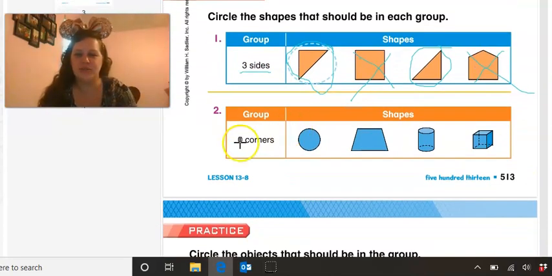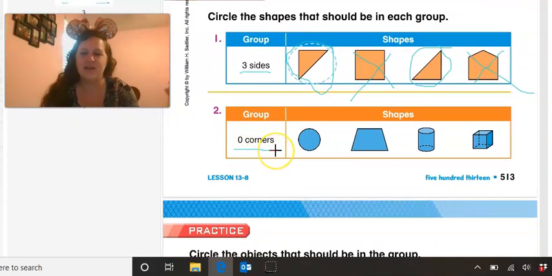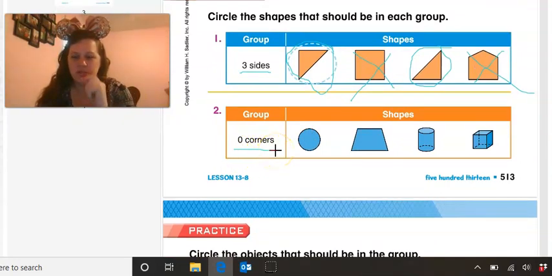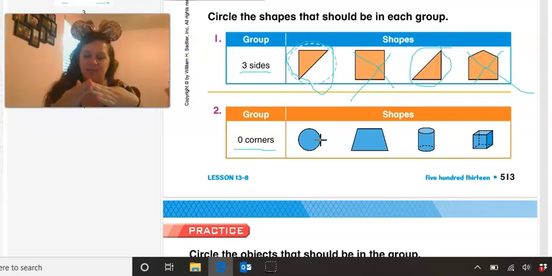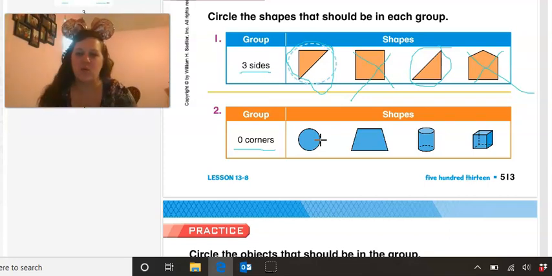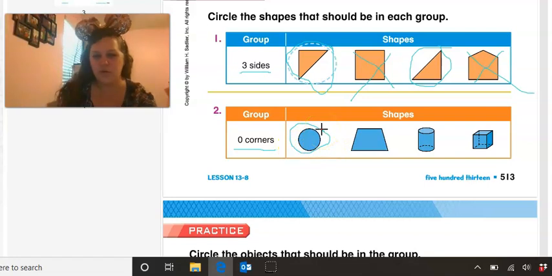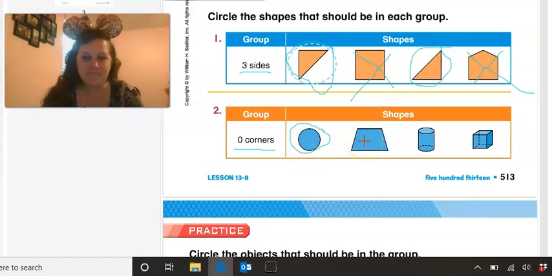Alright, number 2 says we are looking for shapes that have 0 corners. So I'm going to look at my circle right here. Does this have any corners? Remember, a circle has no corners. It has no sides that are connecting with each other to make that corner. So yes, our circle would belong in our group of 0 corners. How about this shape right here? Would it belong in 0 corners? It wouldn't, because this shape has 1, 2, 3, 4 corners. So it would not belong in our group.